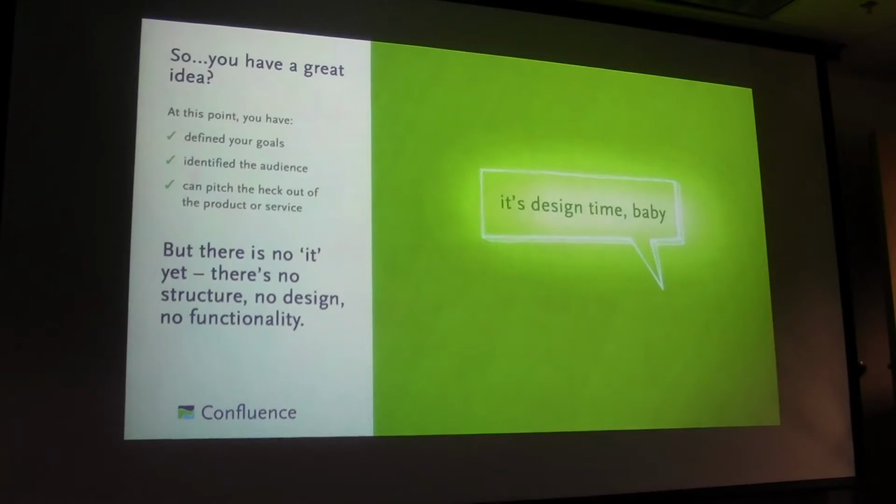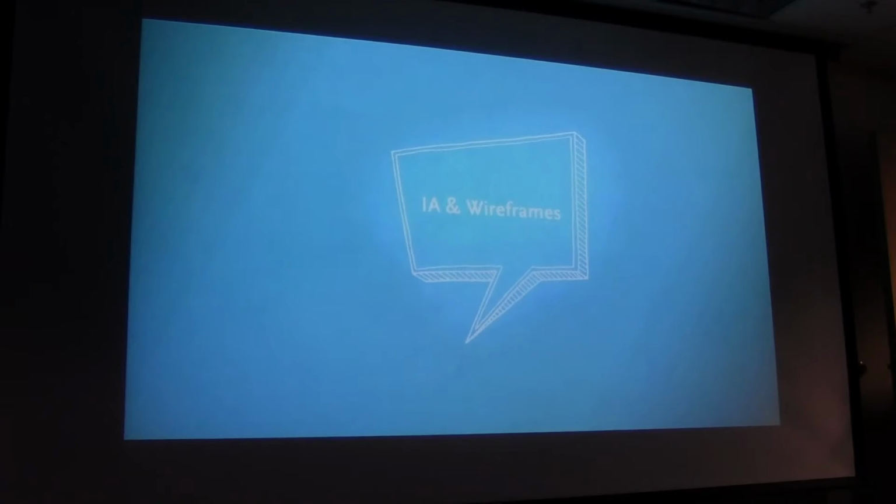But my idea is, where we are is you've got this great idea, right? So you've defined your goals, you've identified the audience, you can pitch the heck out of this product or service like nobody's business. You've done a lot of what Joe has talked about at this point, but there's no actual it yet. There is no packaged visual of what it is that you're selling or offering. It doesn't have functionality, it doesn't even have a look. So we've got several stages we need to go through here now to turn this idea and this data and research you've done so far into an actual product. We start with IA and wireframes.